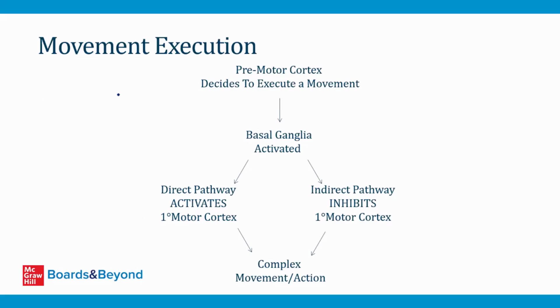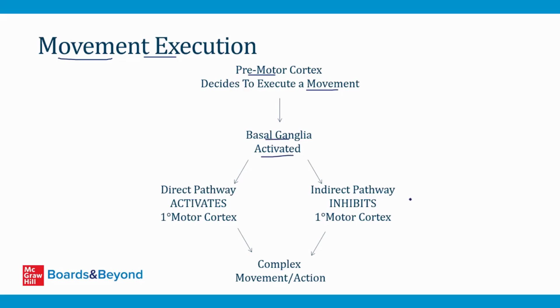Okay, so now that we understand all the different pieces of the basal ganglia, let's talk about movement execution. And by this, I mean the way that the basal ganglia helps our cortex to carry out complex movements or complex actions. So this can get very confusing, but try to keep the big picture in mind, which is what I've shown on the slide here. So the whole process begins when the premotor cortex decides to execute a complex movement or action. Premotor cortex will activate the basal ganglia.